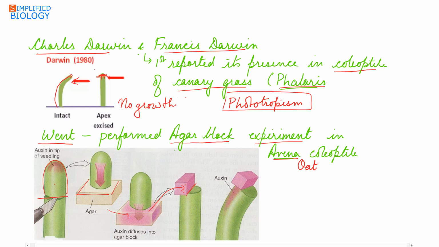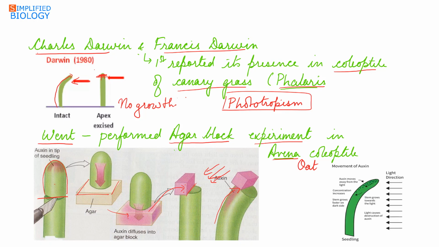He saw that when this tip with an agar block kept on its darker side is illuminated or light is given from one direction, it started growing towards the light. Now this showed that something is being synthesized at the tip, that is translocated downwards towards the darker side and is responsible for growth. Wendt isolated it and named it as auxin.